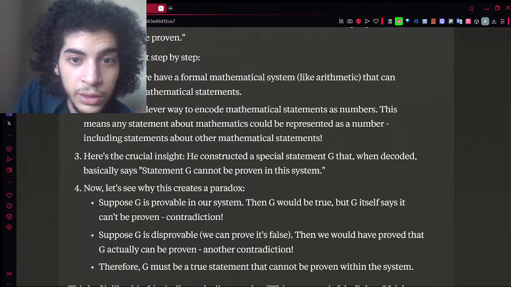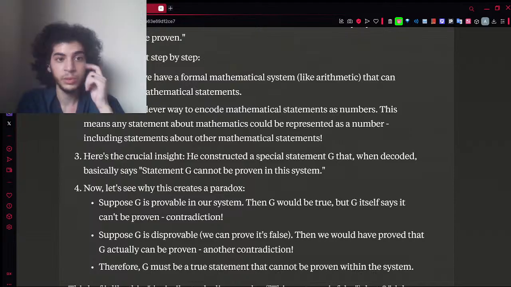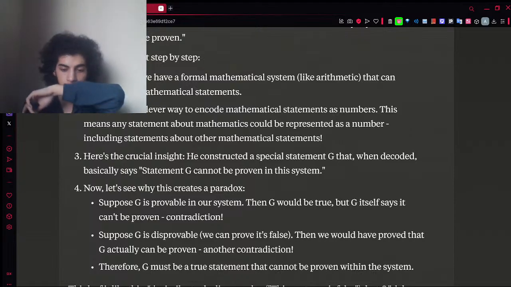Including this means any statement about mathematics could be represented as a number, including statements about other mathematical statements.